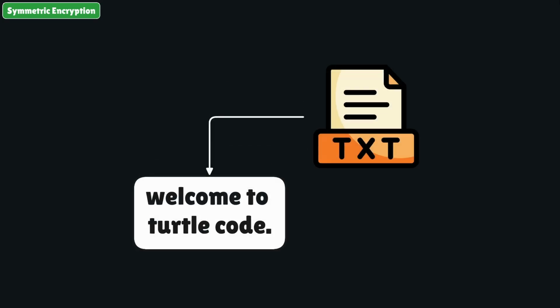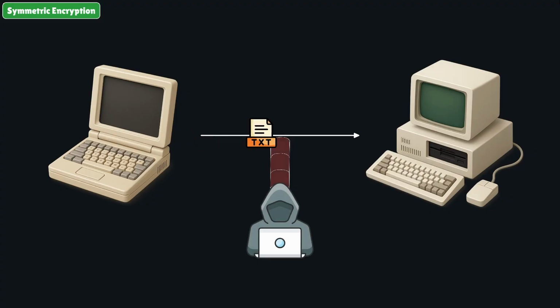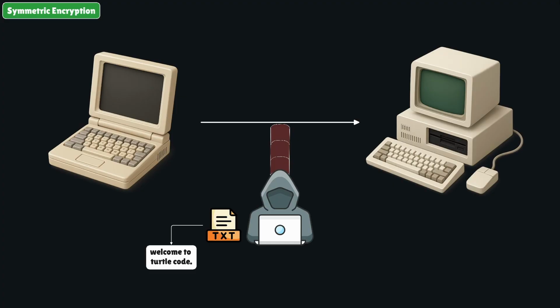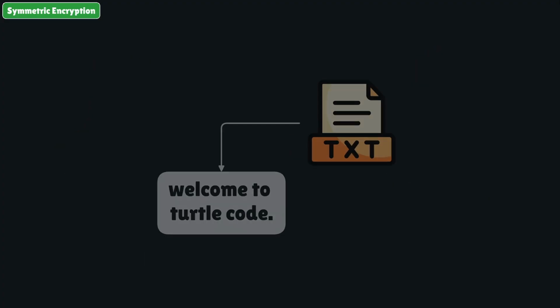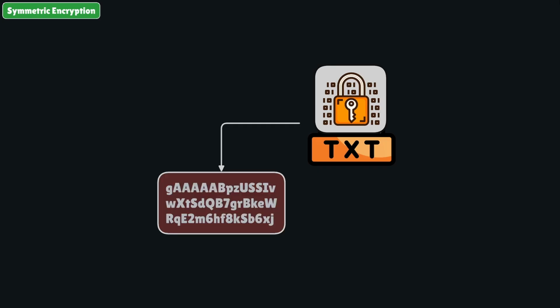Imagine you have a text file and you want to send it to another computer. If you send it as plain text, anyone who intercepts the network traffic could read your data. That's a serious risk. To prevent this, you decide to encrypt the file before sending it. Okay, but how can encryption be done? Let's learn it step by step.